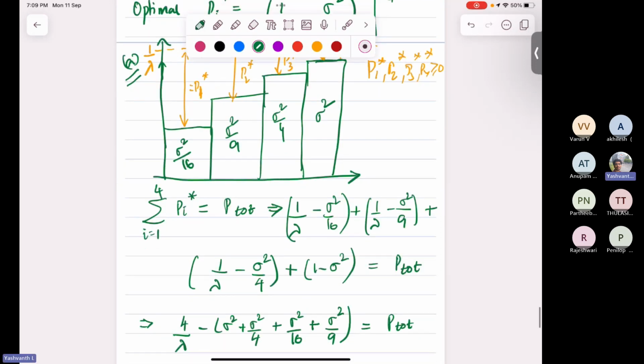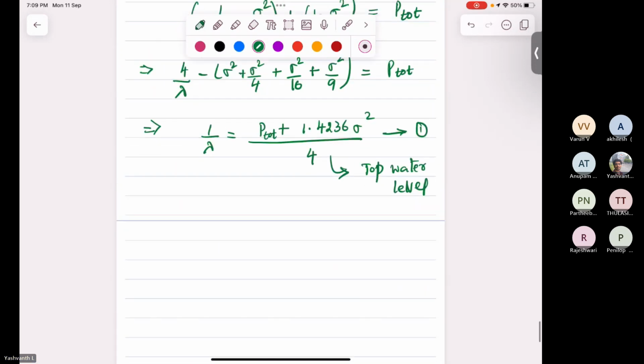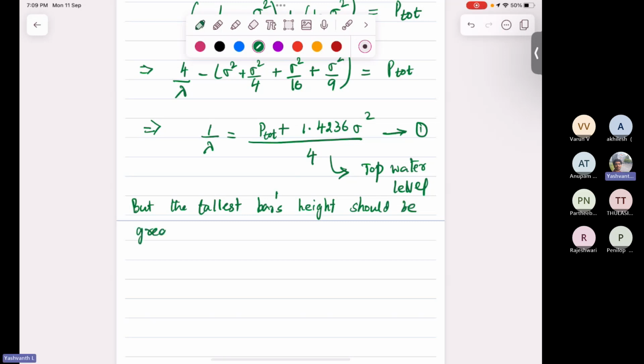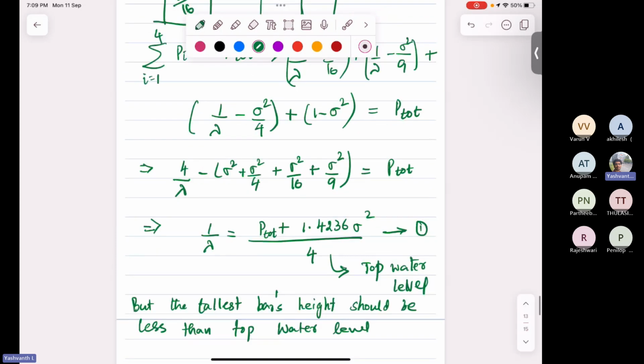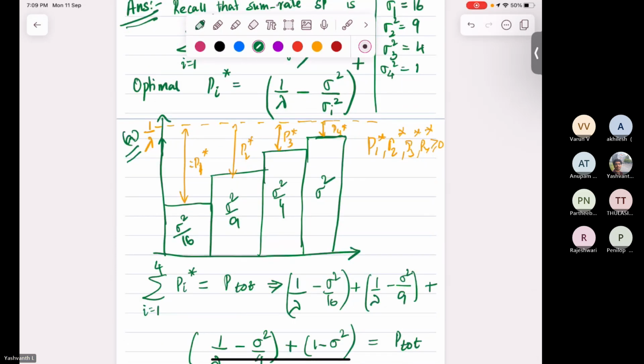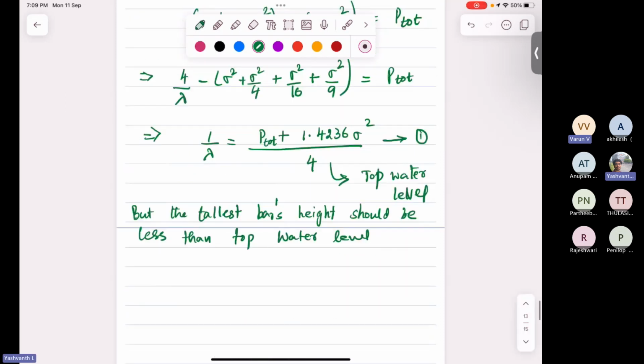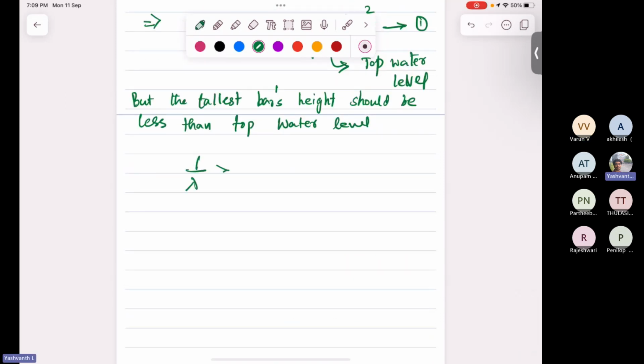Yes, sir. Correct. That means the tallest bar's height should be less than the top water level. What is the bar height of the tallest bar here? Sigma square. So 1 by lambda should be greater than sigma square.